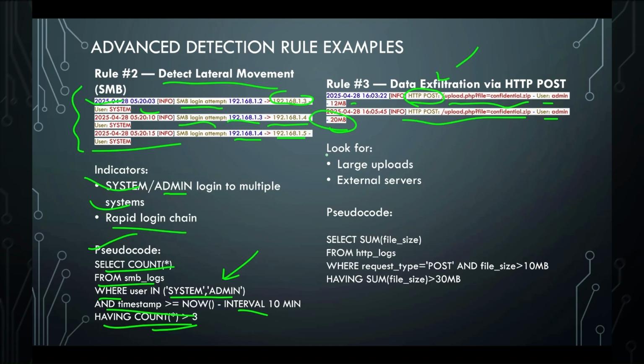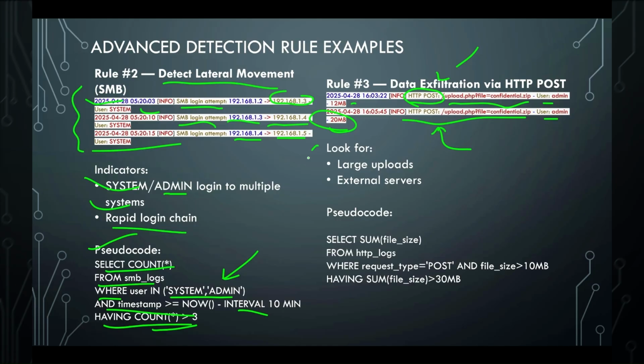So the detection logic would be here, the condition: look for a POST request that uploaded a file, and then the pattern: a file larger than a certain threshold like 10 MB, 20 MB, or 50 MB, particularly to an external IP address. And then the time frame: multiple large files uploaded within a short period could indicate an exfiltration attempt.